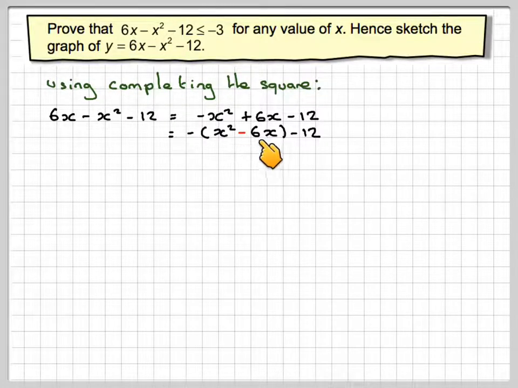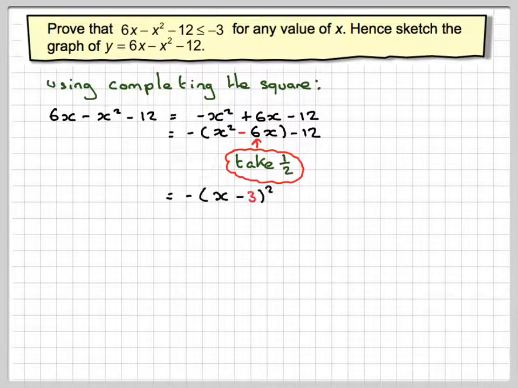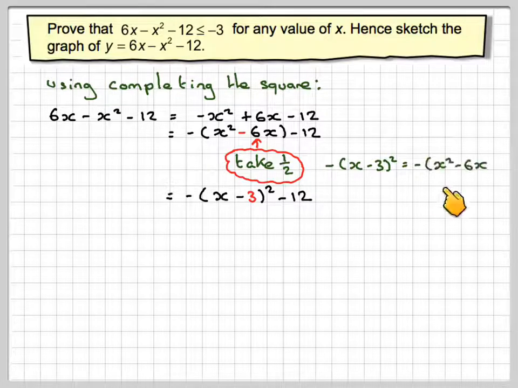Now, dealing with this bit here, take half of minus 6. That's going to give me minus 3, and we rewrite it as minus x minus 3 all squared. Still got the minus 12, but doing this process, we've added something in. So we can find out what we added in by doing minus x minus 3 squared, which gives me, take the minus sign out, minus brackets x squared minus 6x plus 9. Taking that minus sign in, we get minus x squared plus 6x minus 9.